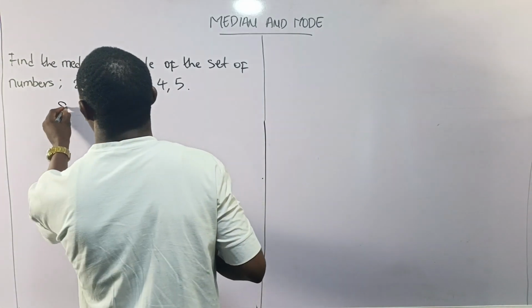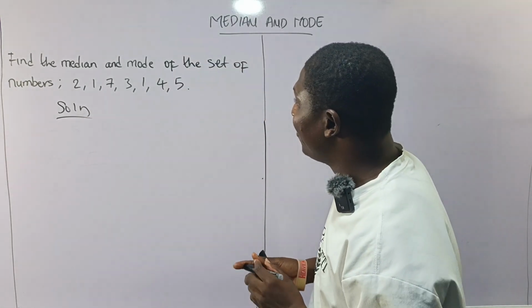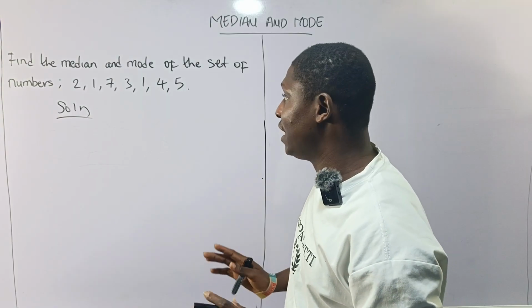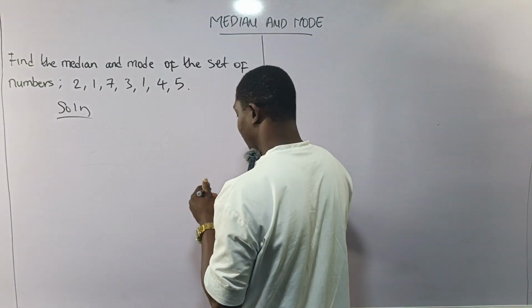So we have another question on the board. It says, find the median and the mode of the set of numbers 2, 1, 7, 3, 1, 4, 5. Now, the first thing we must do is to arrange in either ascending or descending. But trust me, like I said, I use ascending. So what I'll do is this.